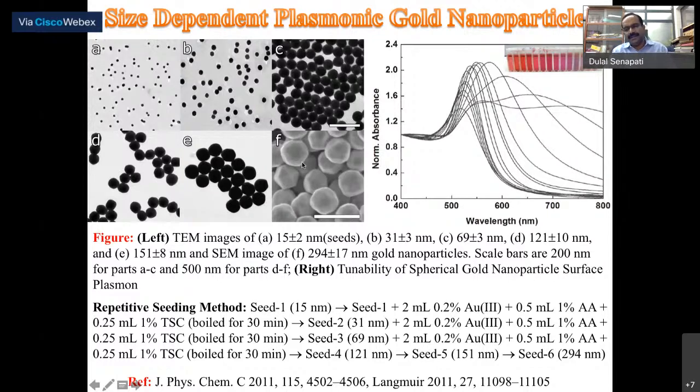As the particle size increases, their plasmons also move. For the smaller particle, the plasmon has the higher energy or the lower wavelength, so it gives a peak around 529. And as the size of the particle increases and moves towards 300 nanometer, the plasmon also moves towards 800.